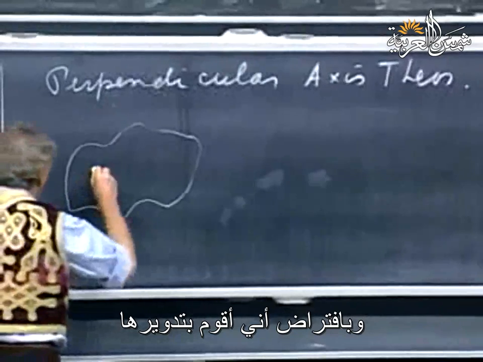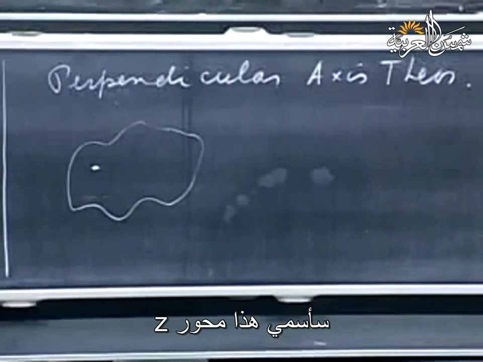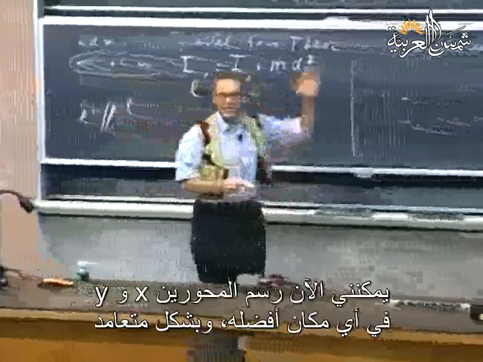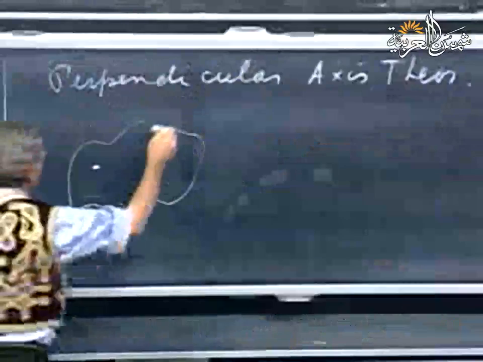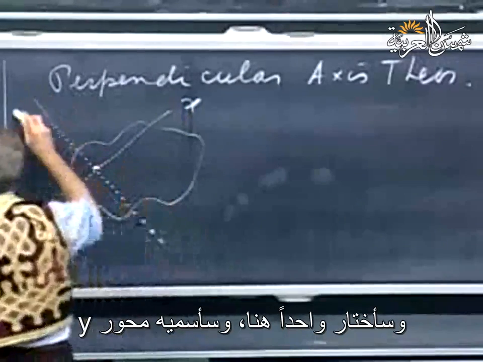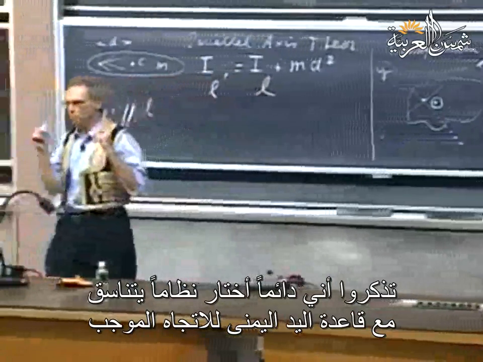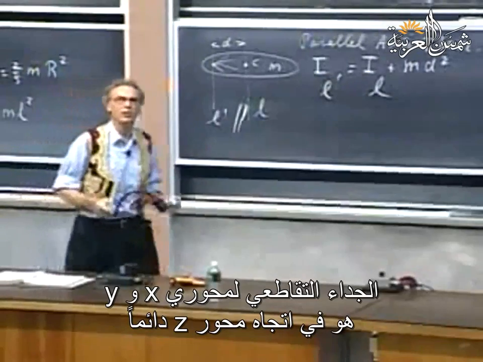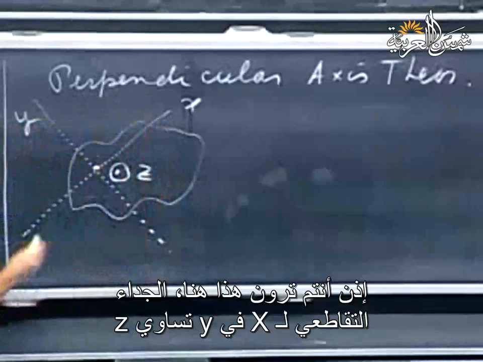And suppose I'm rotating it about an axis perpendicular to the blackboard through that point. I call that the z-axis. It's sticking out to you. That's the positive z-axis. I can draw now any xy axis where I please at 90-degree angles, anywhere in the plane of the blackboard. So I pick one here, I call this x, and I pick one here, and I call that y. So z is pointing towards you. Remember, I always choose a positive right-handed coordinate system. My x cross y is always in the direction of z. I always do that. And so you see that here, x cross y equals z.